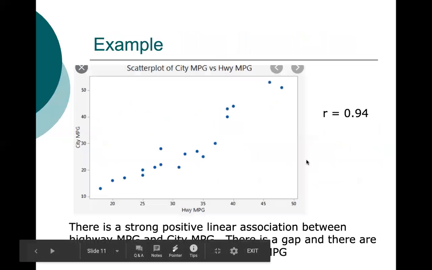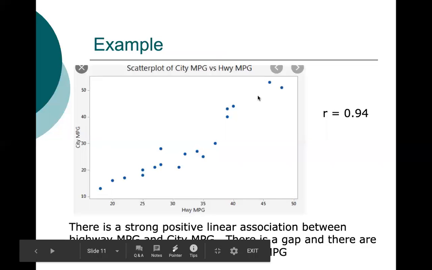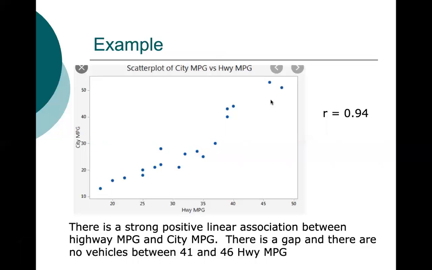Let's look at an example. So I have a scatter plot. This is city miles per gallon versus highway miles per gallon, and I have an R of 0.94. We will either be using Statlet to calculate correlation, or it will be given. You will not be calculating it by hand. In this example, if I interpret it, there is a strong positive linear association between highway miles per gallon and city miles per gallon. And there is a gap, and there are no vehicles in the range of 41 and 46 miles per gallon.